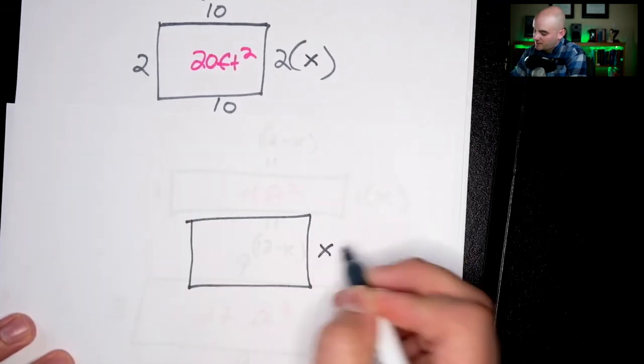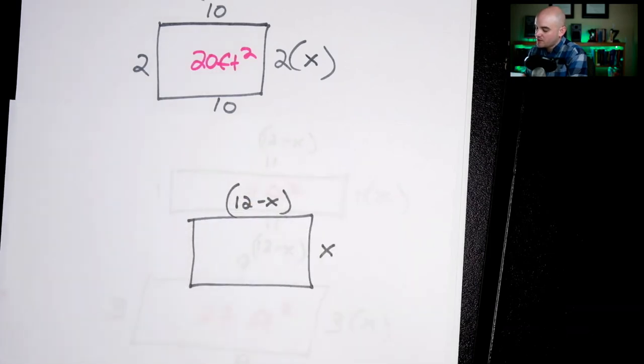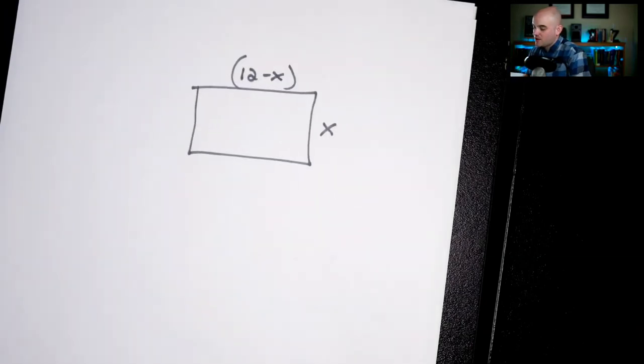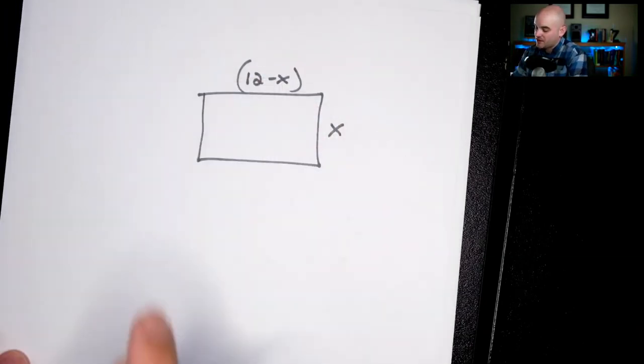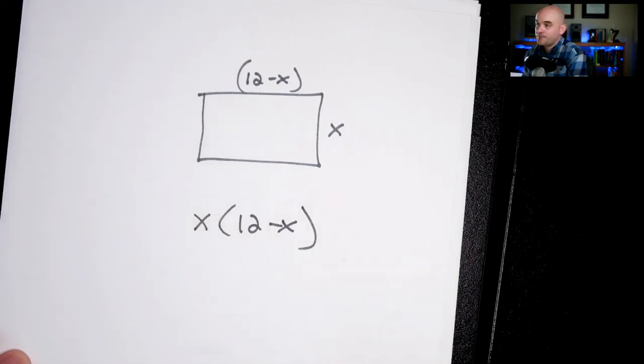and saying if this side is x, this side is going to be 12 minus x. So those are the dimensions for this pig pen, okay? And now we can write out the area by saying length times width. So x times 12 minus x. That's the area that we're looking for.